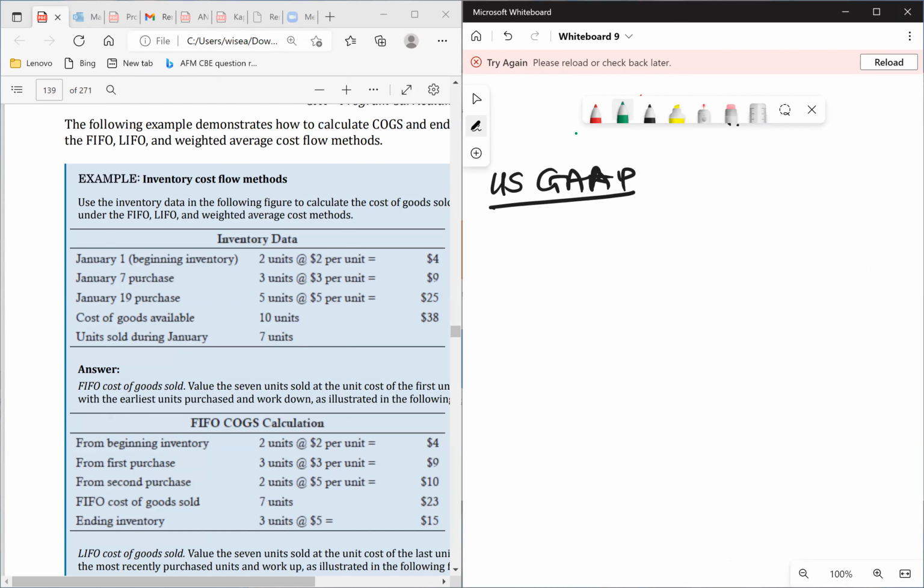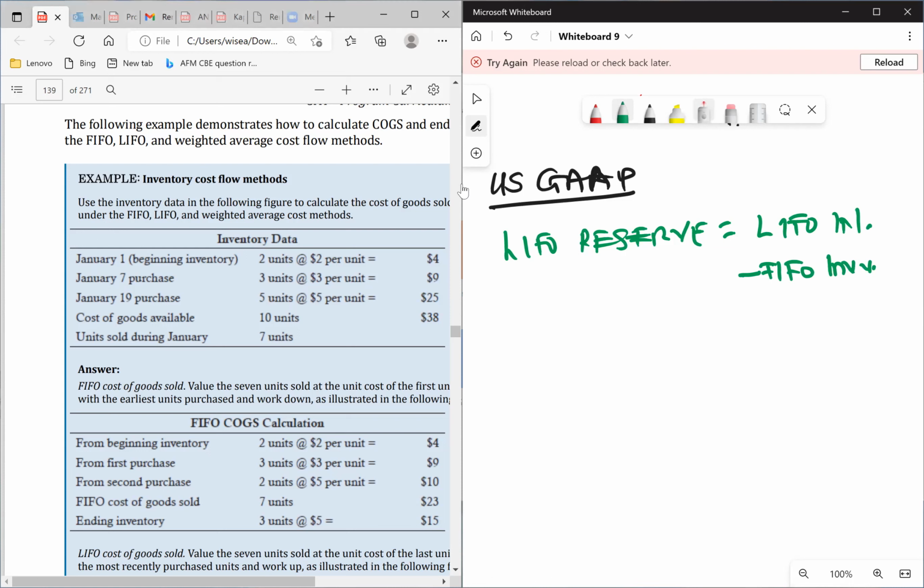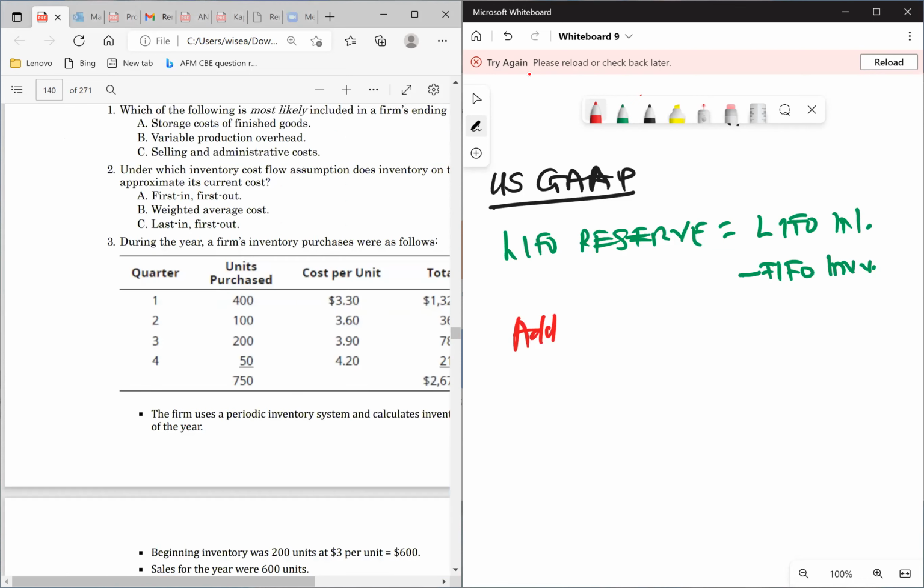So the LIFO reserve is the difference between the LIFO inventory valuation and the FIFO inventory valuation. So if you want to compare a US GAAP company with an IFRS company, add the LIFO reserve, all right?